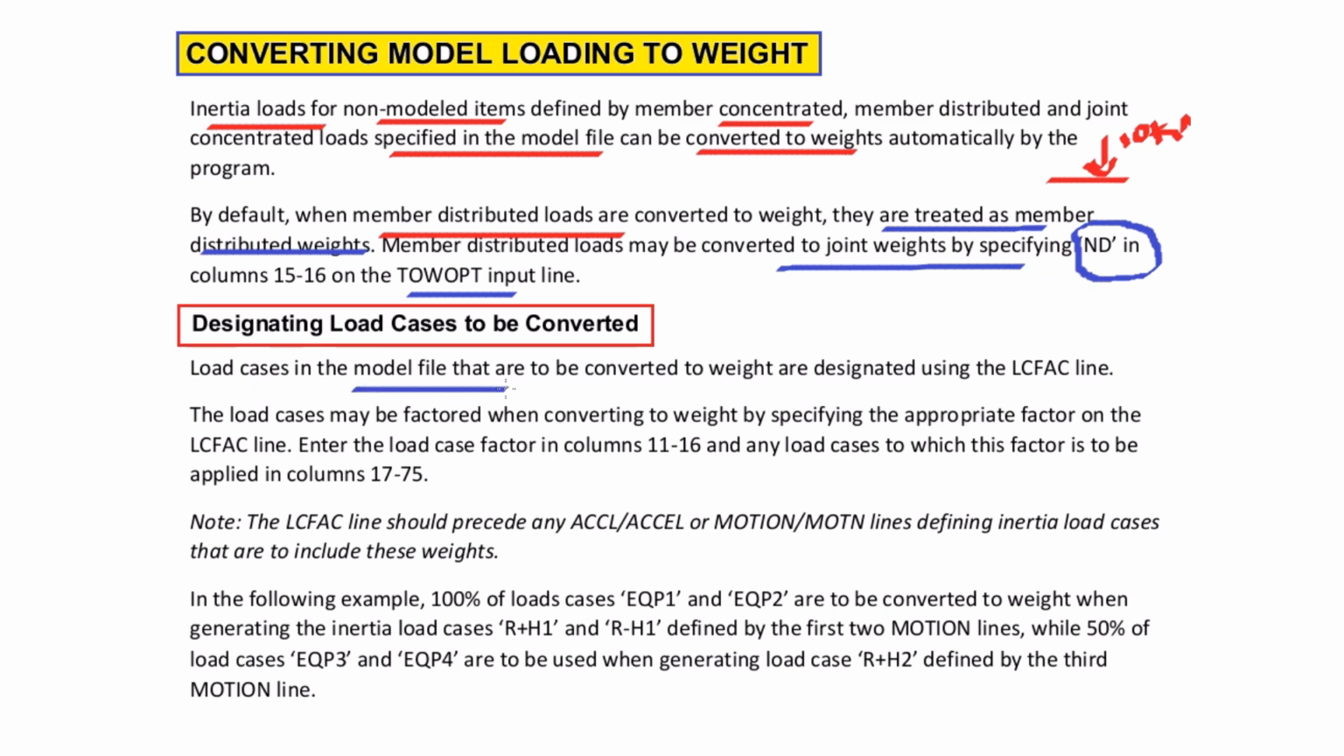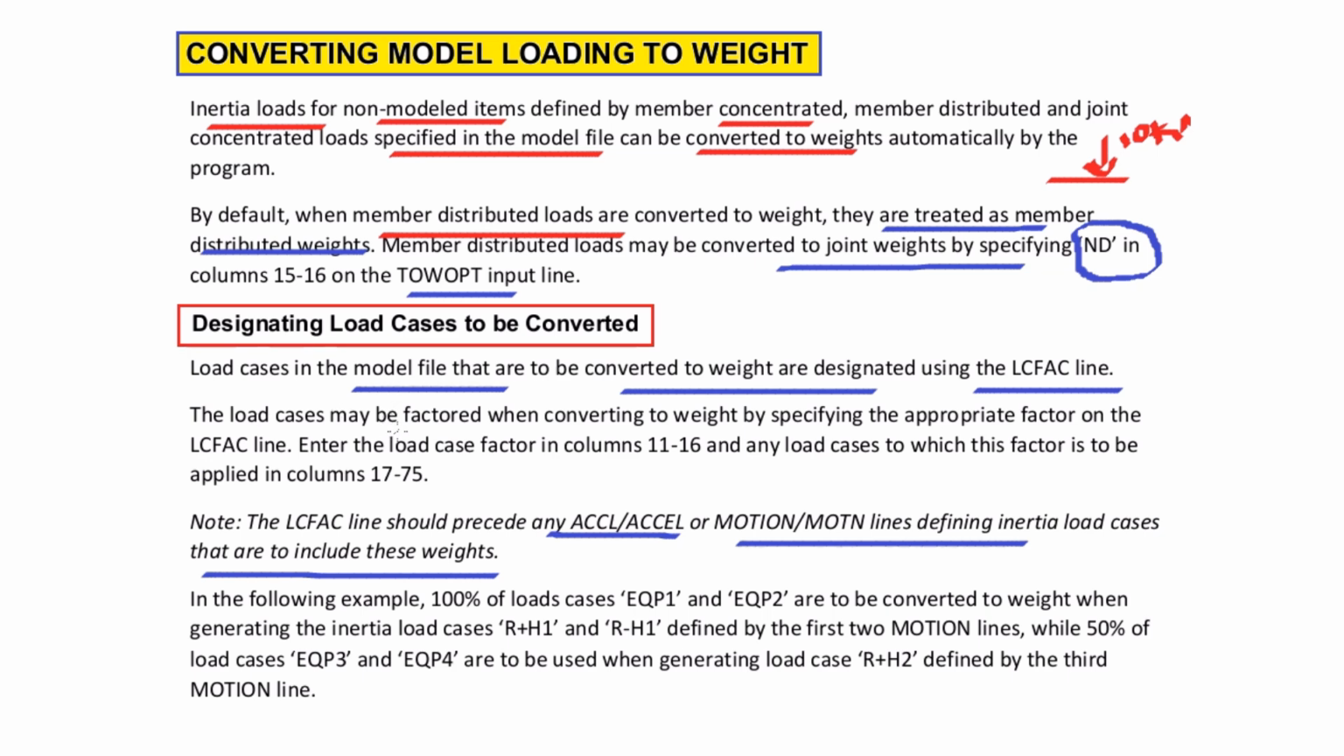Load cases in the model file that are to be converted to weight are designated using the LCFAC line. The LCFAC line should precede any acceleration or motion lines defining inertia load cases that are to include these weights. So we need to define this LCFAC line before we apply any acceleration, so that it will convert whatever loads are applied into weights. Those weights will be subjected to the accelerations and the motion lines. Then it will calculate the inertial loads.